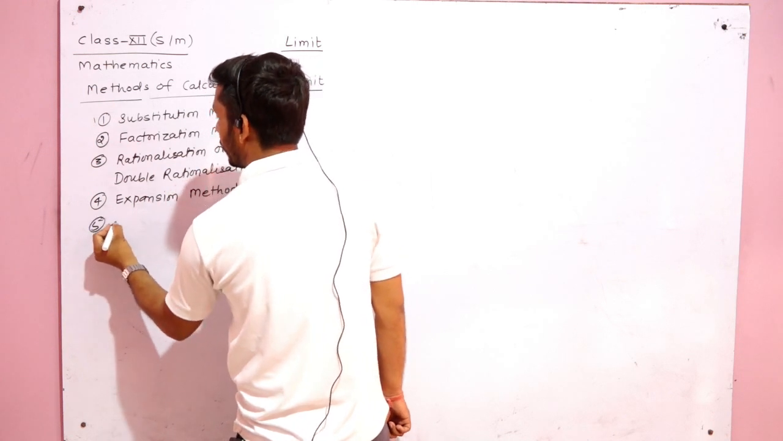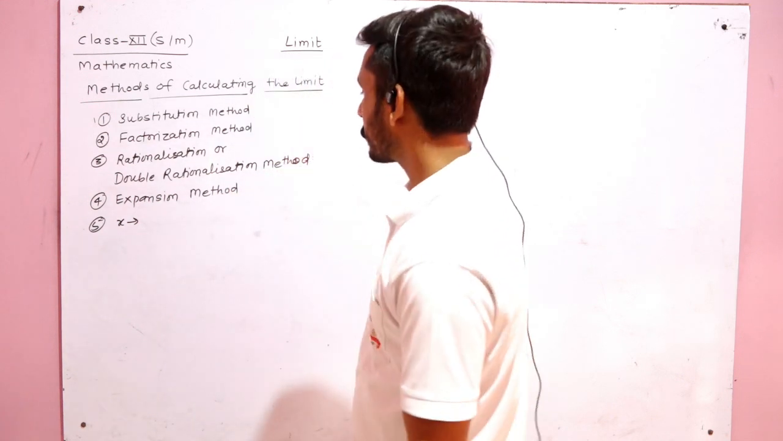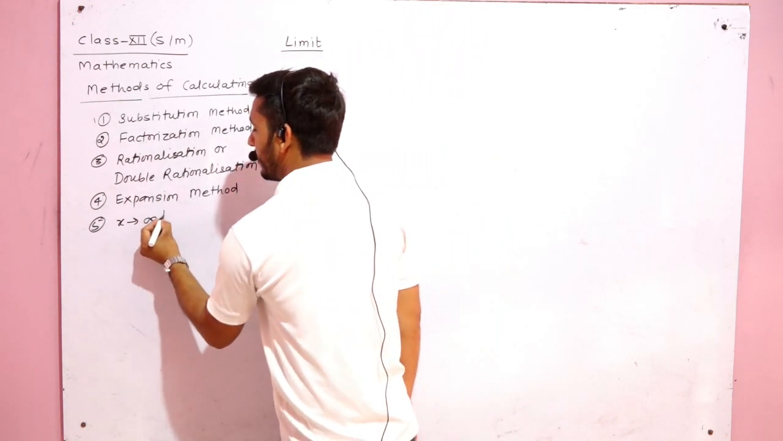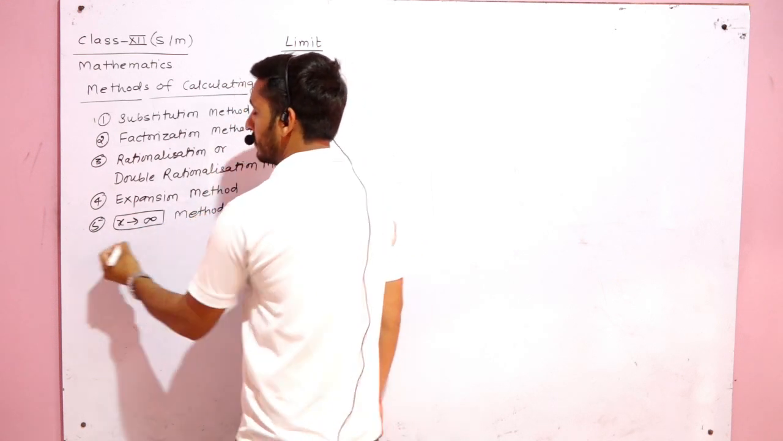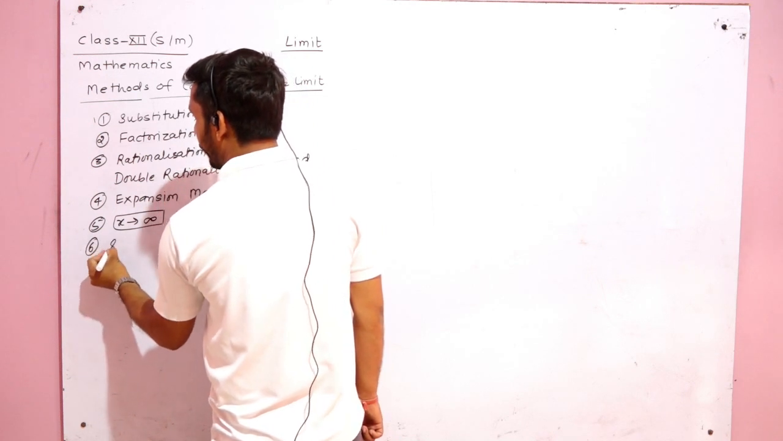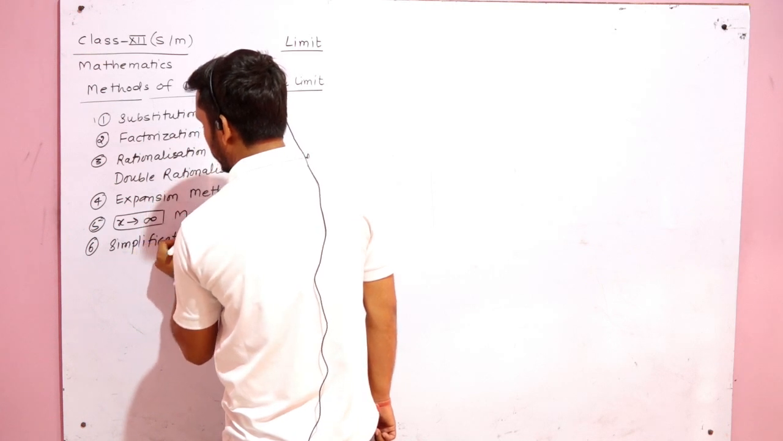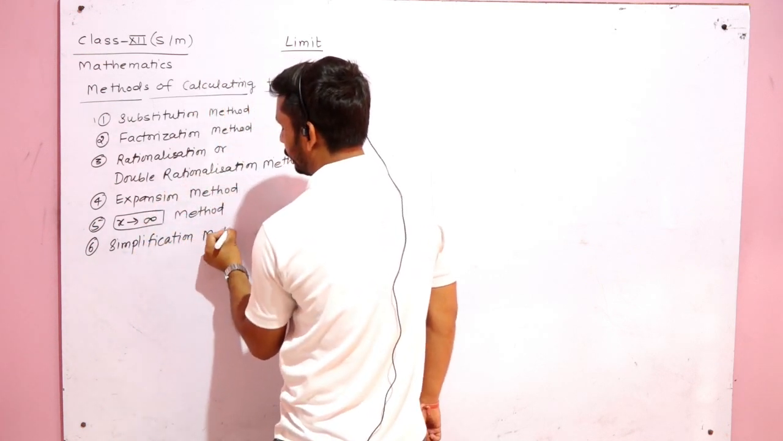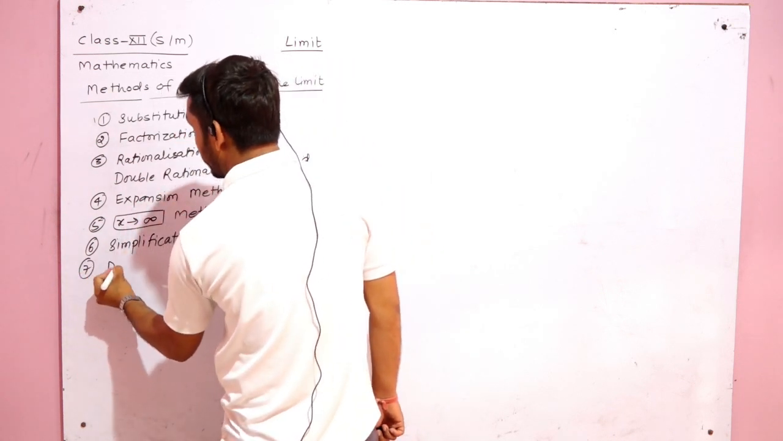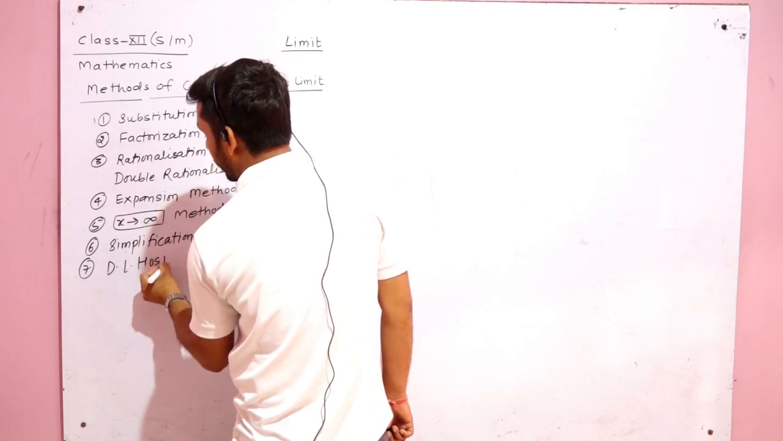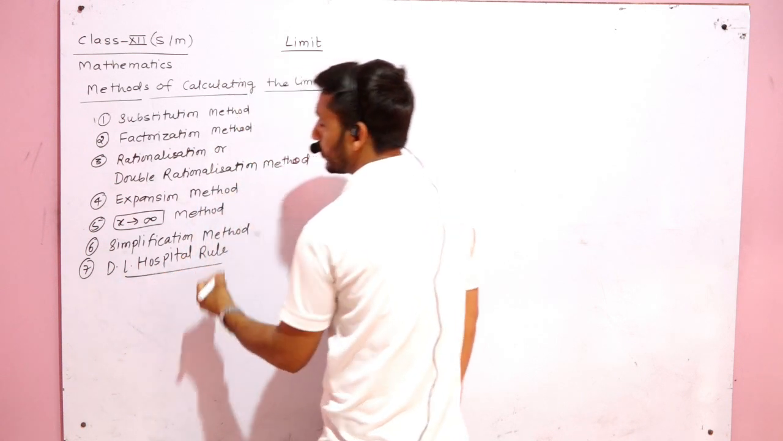Fifth one is x tends to infinite method. Next one is simplification method. And the last but not least, the method is L'Hospital rule. Okay.